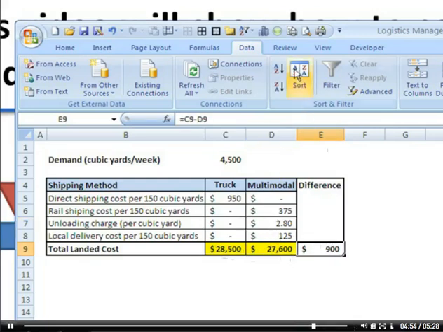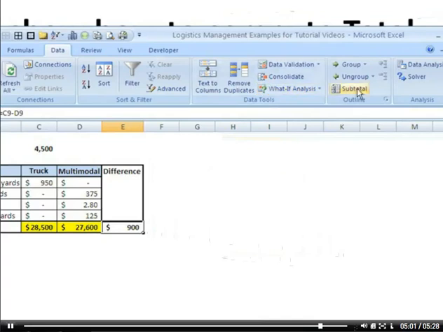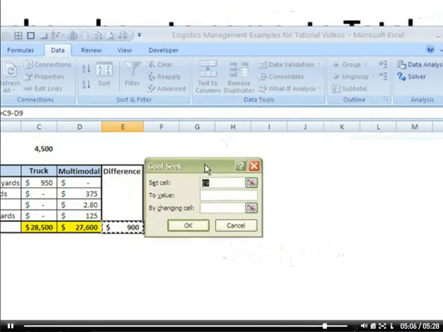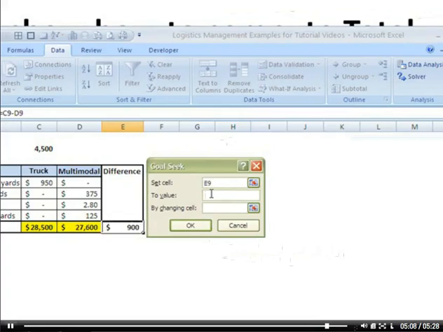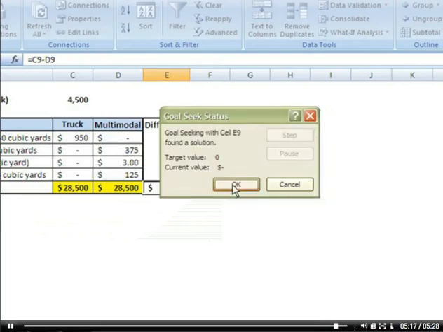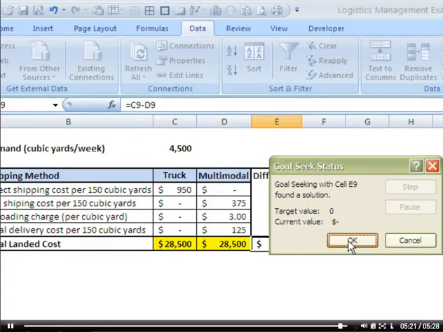To do so, we would invoke Goal Seek, which would go to the Data tab. I have a little shortcut there for invoking Goal Seek, but we can go to Data, and then What-If Analysis, Goal Seek. And we want to set this cell to 0, which would give us the break-even point, by changing the unloading cost, which we do here. And then that will tell us that if the unloading costs increase by 20 cents to $3, then the cost between these two modes of transportation would be the same.